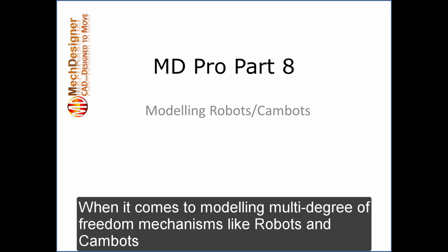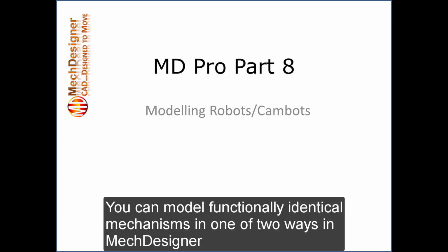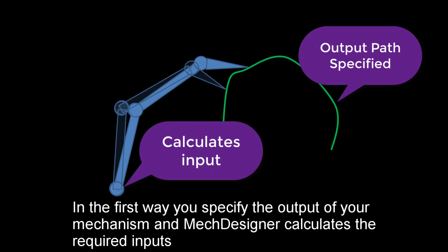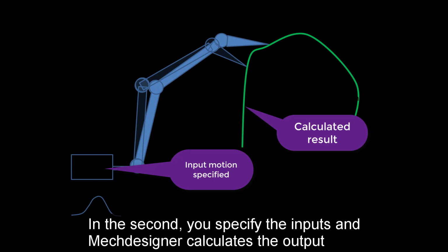When it comes to modelling multi-degree of freedom mechanisms like robots and CAMBOTS, there are some tricks and techniques that need to be understood to get the best out of MechDesigner. You can model functionally identical mechanisms in one of two ways in MechDesigner. In the first, you specify the output of your mechanism, and MechDesigner calculates the required inputs. In the second, you specify the inputs, and MechDesigner calculates the output.